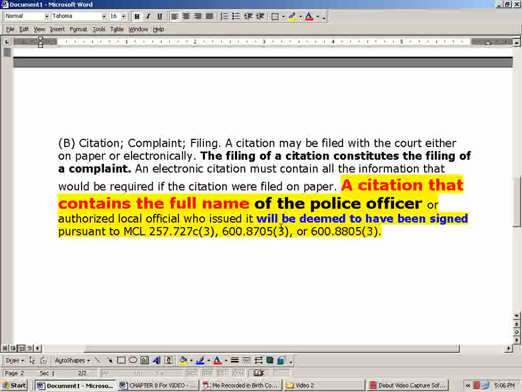A citation that contains the full name of the police officer will be deemed to have been signed pursuant to. But they don't do that, so it hasn't been signed. I forgot to put the last part on here. And since it isn't, the court isn't going to... If you make an issue of it, the court won't hear the case. What the court's going to want to do is dismiss with prejudice. And you're going to say that they're simulating the legal process.